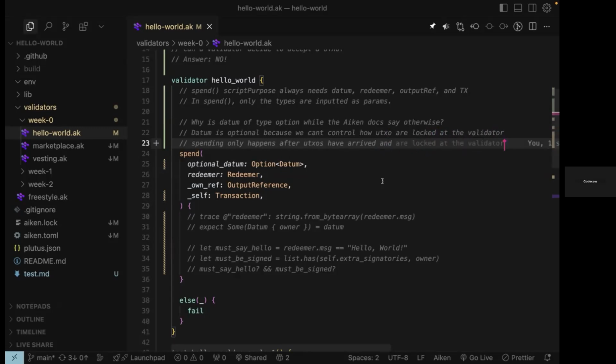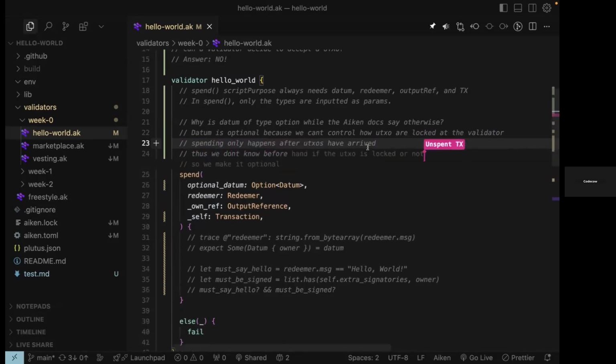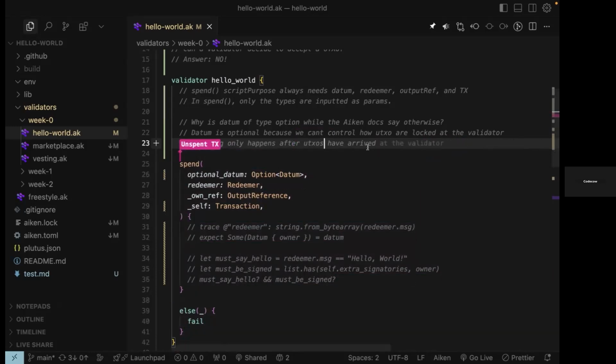How do I finish this line though? Spending only happens after UTXOs have arrived. So it is logical for datum to be of the type optional because we cannot decide beforehand. We don't know before. I think that's fine for right now.